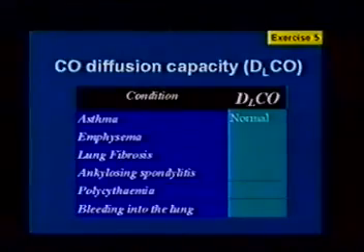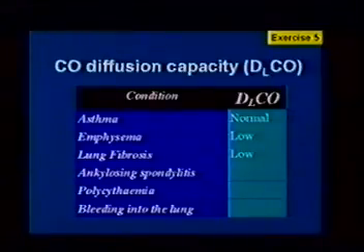Asthma is a condition where there's a problem with the airways, therefore carbon monoxide diffusion capacity is normal, and so is the permeability of the alveolar capillary membrane. In emphysema, alveolar capillary membrane is damaged, and therefore carbon monoxide diffusion capacity is low, so is in lung fibrosis. Ankylosing spondylitis is a restrictive airway disease due to a problem of the rib cage. There's nothing wrong with the alveolar capillary membrane, and hence carbon monoxide diffusion capacity is normal.